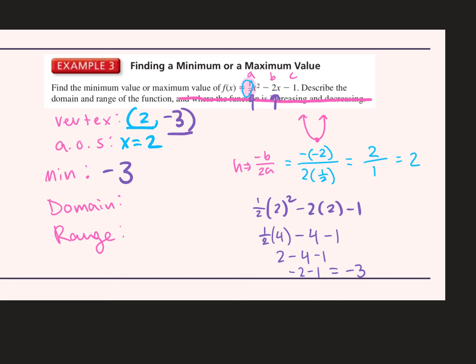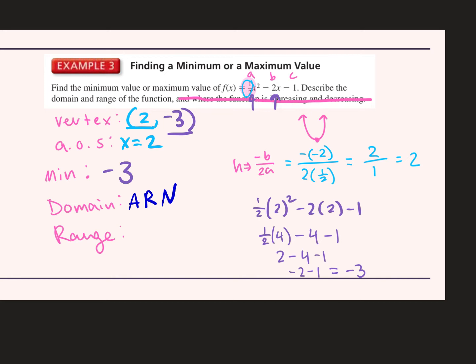What's my domain? Go back to the last page. What did it say the domain always is? All real numbers. So we can say ARN for all real numbers. So no matter what, just do real numbers? Always. It's like a freebie question. It'll always be all real numbers. Just got to remember it.